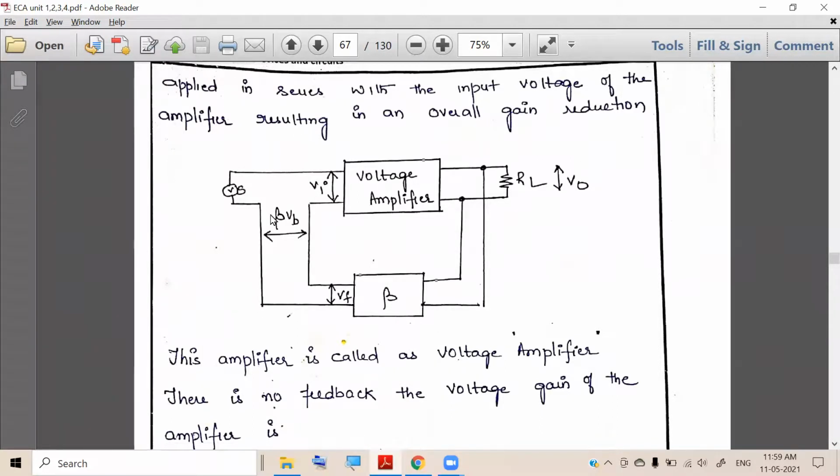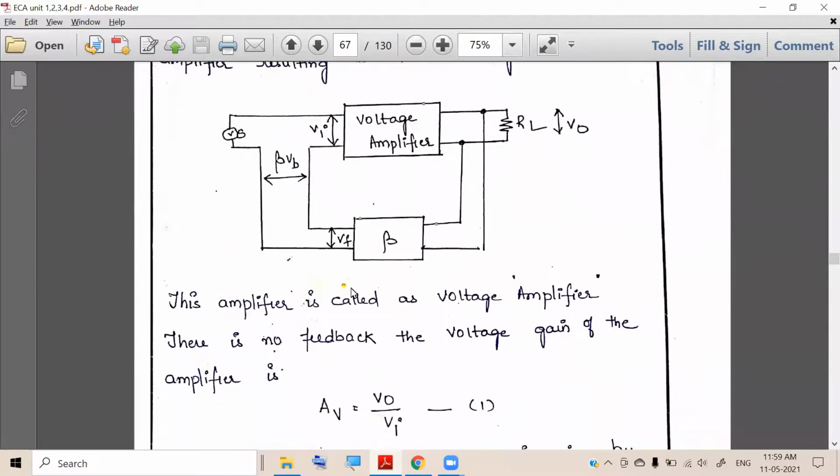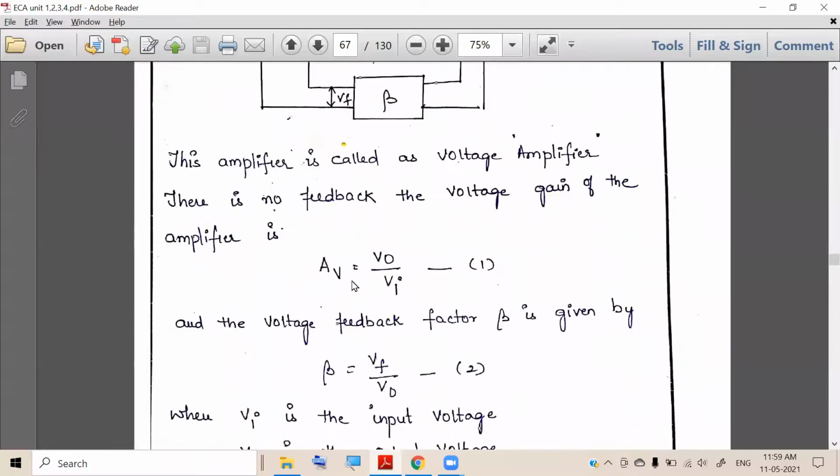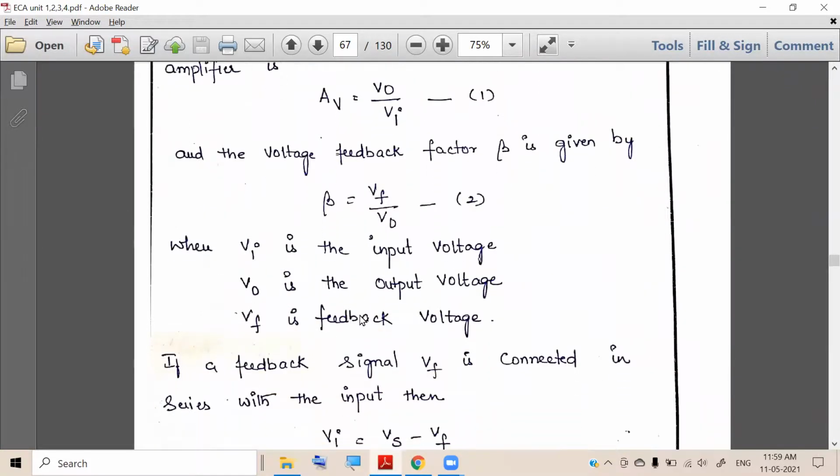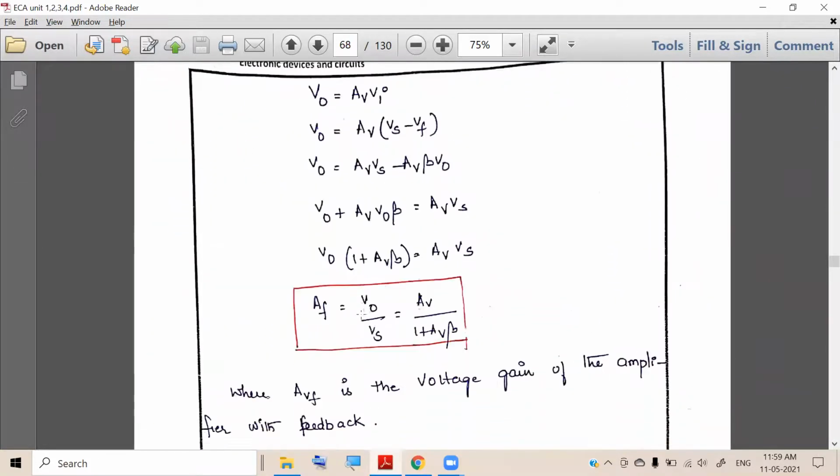Blocks are the same. Amplifier, voltage amplifier A, capital A, beta, Vf, beta Vo. Next, let us discuss the others also.